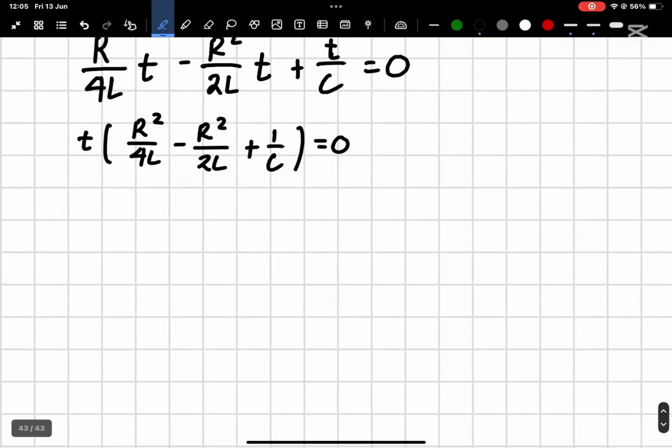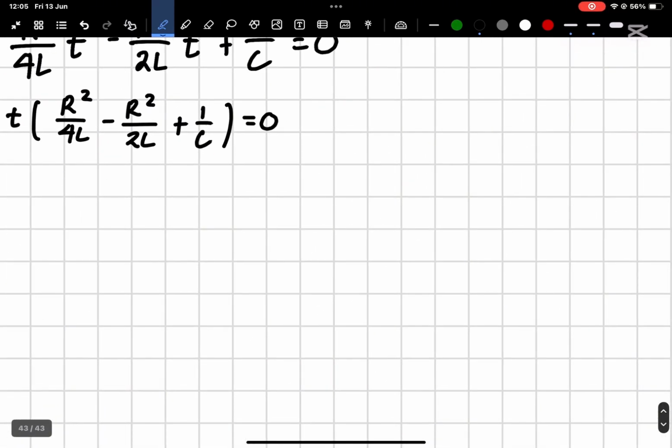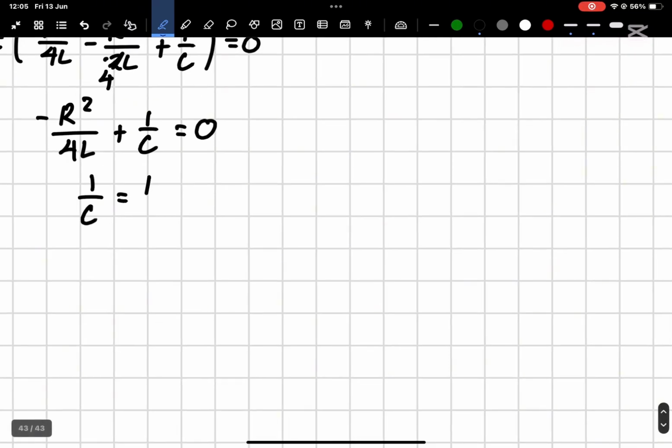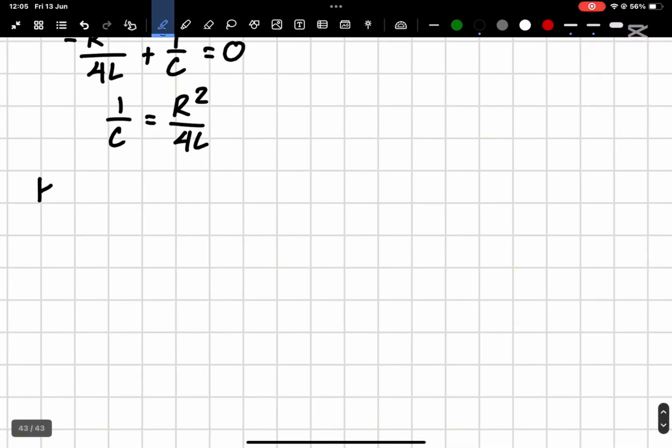Okay, since this is T0, it's a valid solution. So this one you times 2 on bottom and top. This becomes 4, so it's negative R squared over 4L plus 1 over C equals 0. Yep, I can see the answer. That's for 4L. Hence, we made it.